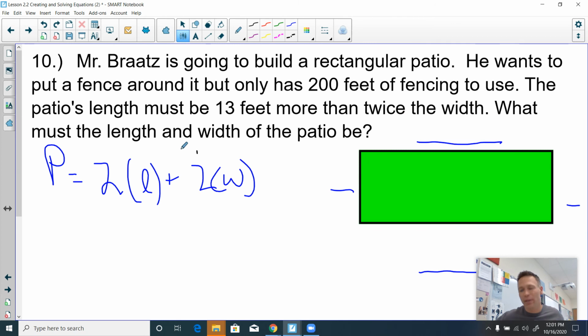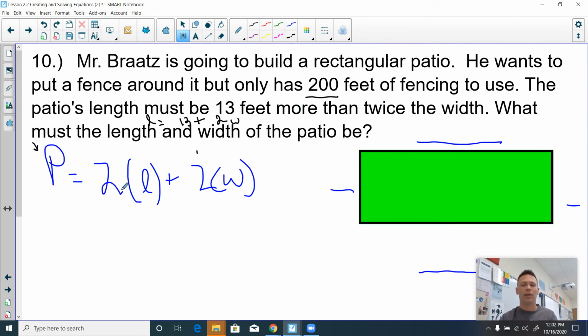All right, last problem here, and this one is the one we started with. So let's knock it out. Mr. Bratz is going to be building a rectangular patio. He wants to put a fence around it, but only has 200 feet of fencing to use. So that's going to be related to our perimeter, right? The perimeter of his fence is going to be 200 feet. The patio's length must be 13 more than twice the width. Length L must equal 13 plus twice the width.